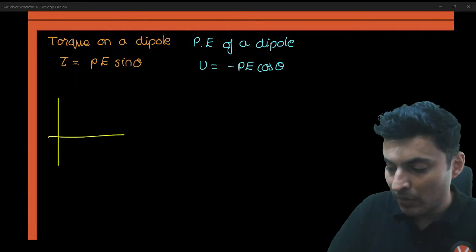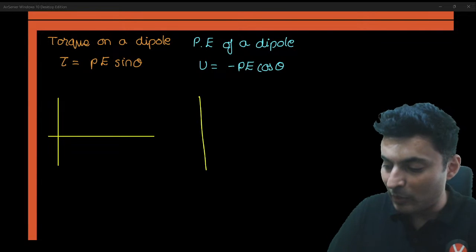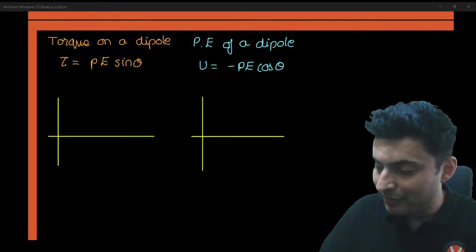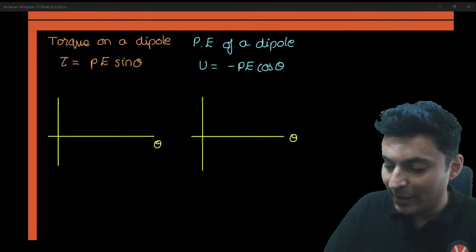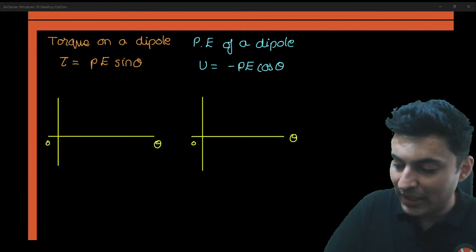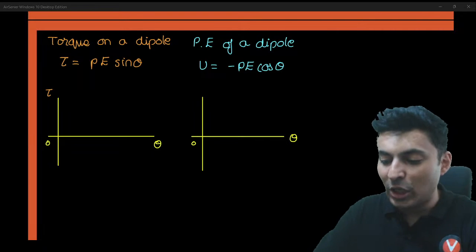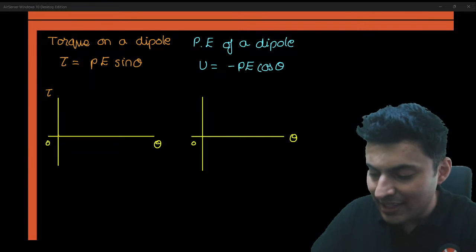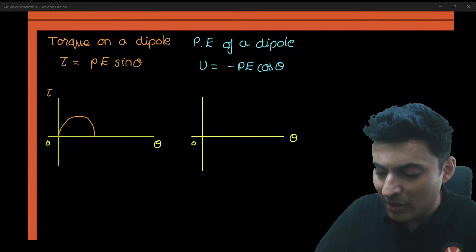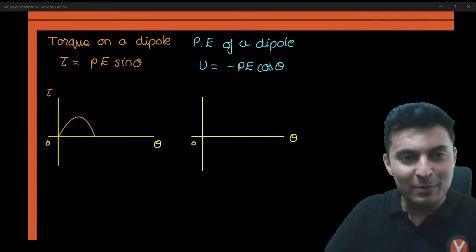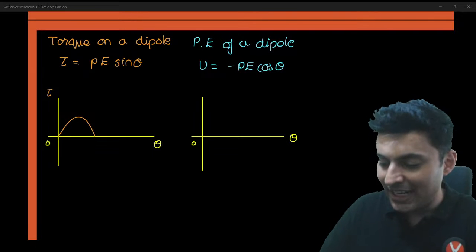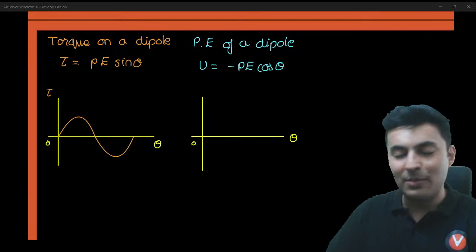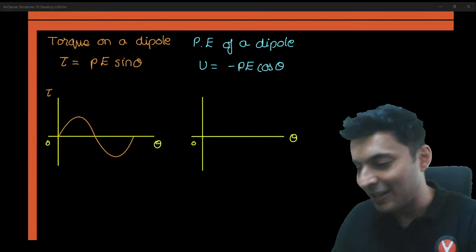Let's have a look at it properly. Some of you might have already guessed how they will look. It's not that difficult to guess. Yes, come on, my dear students. How will the torque graph look? Torque has sine theta, so it will look like a normal sine curve. It will go from 0 to maximum and then come back to 0, and again go to negative maximum and come back to 0. It will be a proper sine graph.